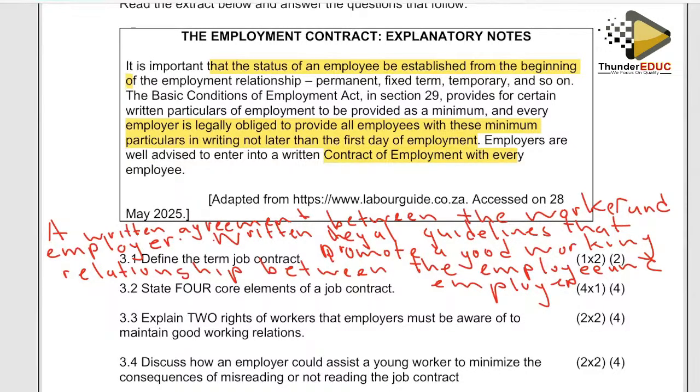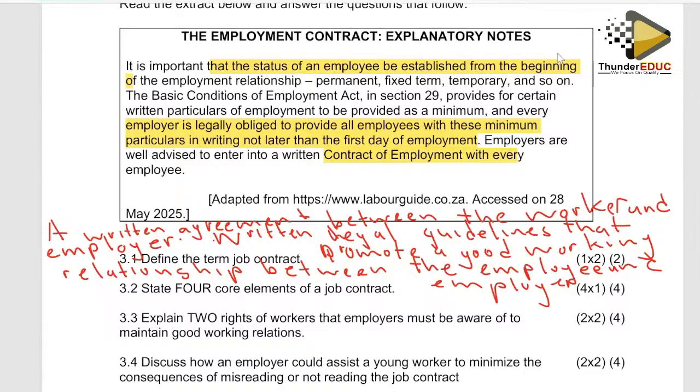Then you can also say that these are written legal guidelines that determine the relationship between the employer and the employee. So before you start work, you must enter into a contract with an employer on the terms and the conditions which you are supposed to follow. All right, so the next question requires us to explain 4 elements of a job contract, the elements which are supposed to be included in a job contract. The question reads, state 4 elements of a job contract.